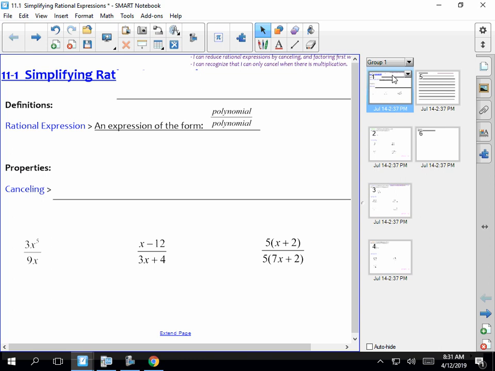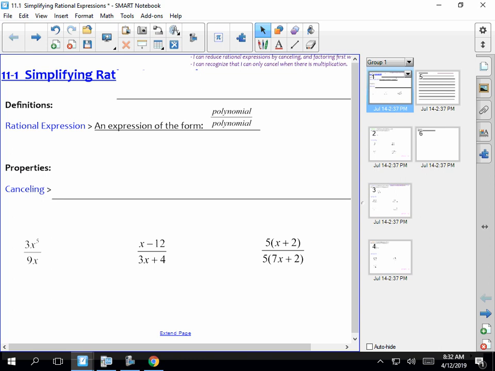So a rational expression is just an expression of the form polynomial over polynomial. What we're going to be doing in this lesson is using our factoring skills to simplify these rational expressions. That's the goal here. Simplifying will mean canceling. So it's canceling, but it's canceling in algebra, not with numbers. It's with numbers and letters.